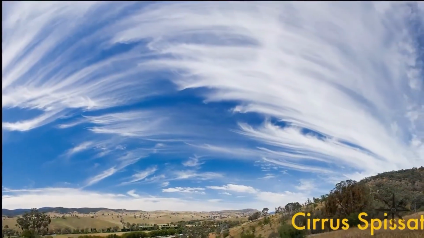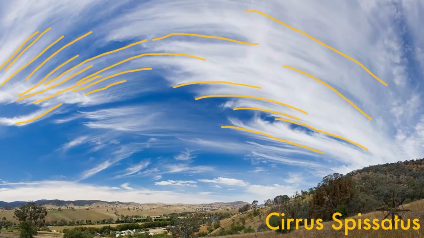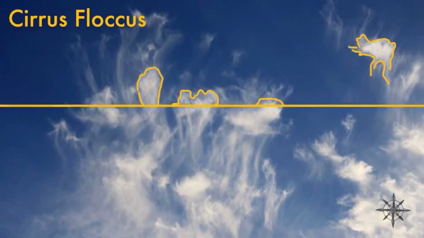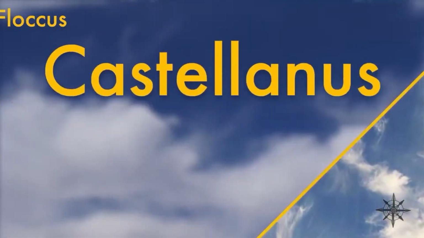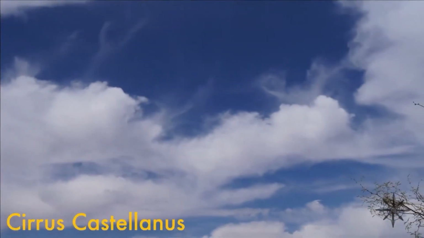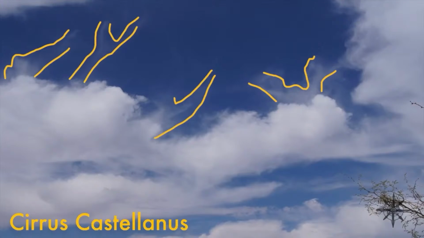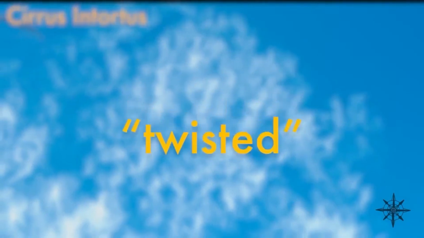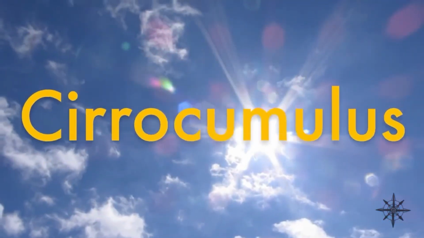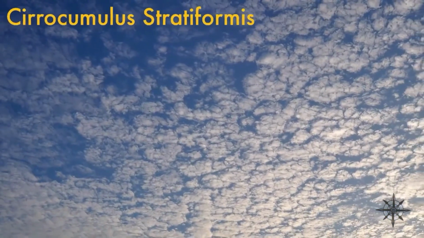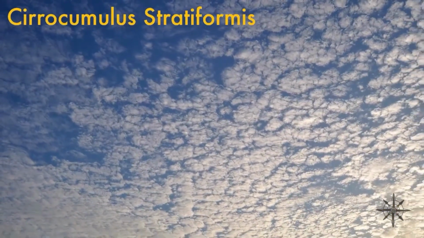After that, there's cirrus spicatus, which are more dense threads of cirrus clouds. Cirrus flockus look like tufts of wool, almost like cirrocumulus, but these are made entirely out of ice. Castellanus means fort, so cirrus castellanus forms towers, and are usually blown off the tops of other clouds. And lastly, there's cirrus intortus, which means twisted or wound, and they more or less look like balls of knotted string.